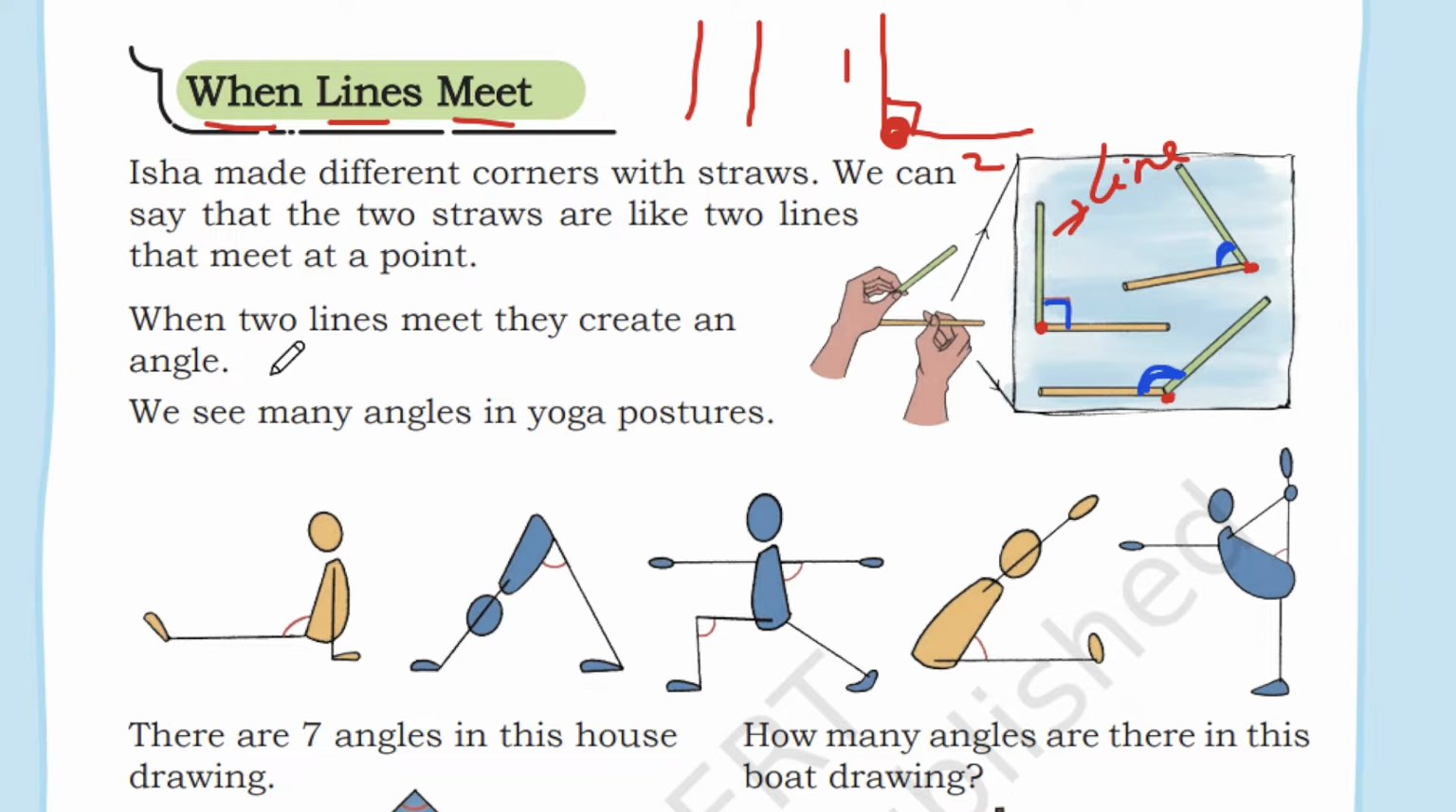Okay, so this question is very important in this chapter. In 1 mark, in fill in the blanks, they will ask you a question like this: when two lines meet they create dash. So you have to write angle.